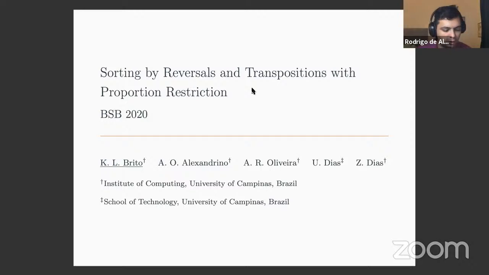So I do have one question. Yeah, the extremal cases, like with k equals 0 or k equals 1, most of them are NP-hard. So there's only the case of the signed permutations with k equals 1, which has the famous Hannenhalli-Pevzner algorithm for sorting them.